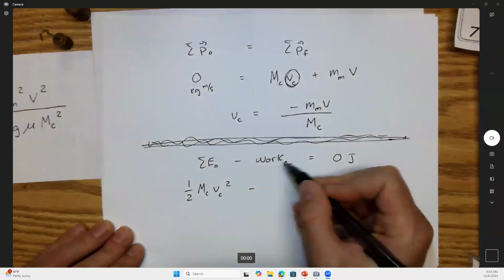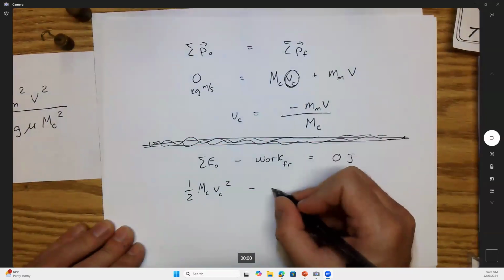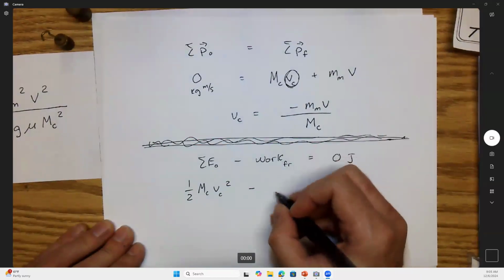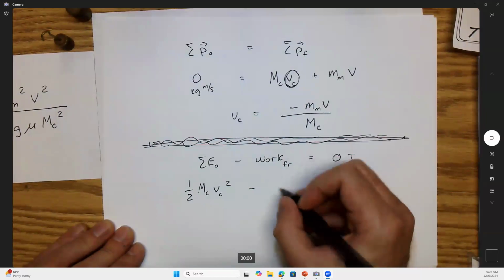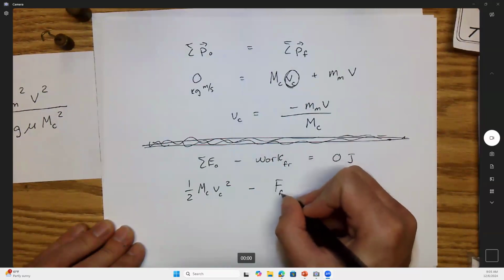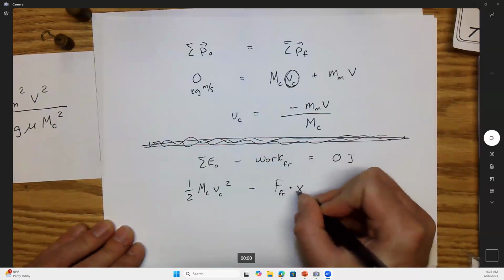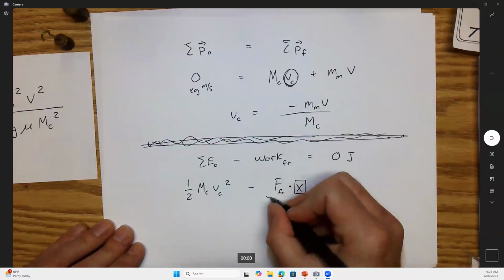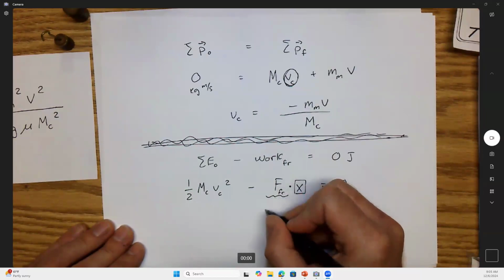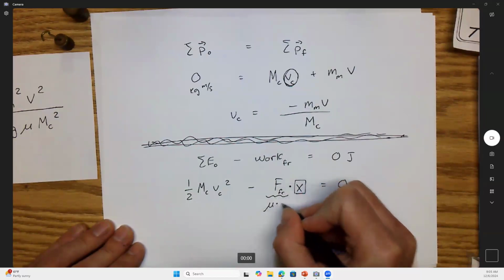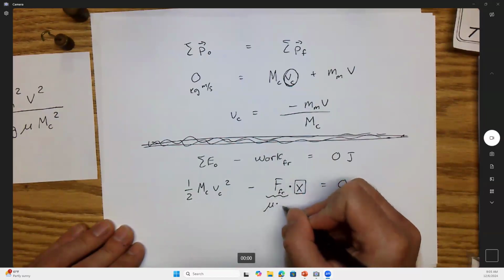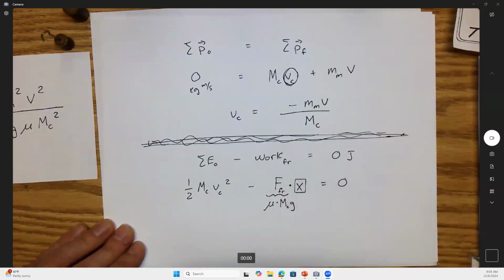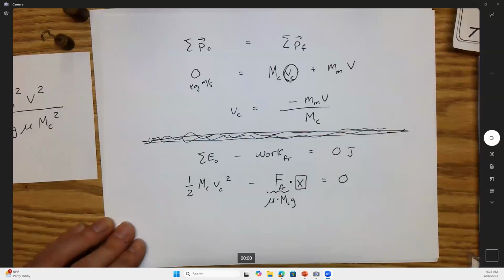Okay. Now work done by friction. Guys, what's the formula for friction? Okay. So friction force times sliding distance, and that's actually what we want to find. And friction force is coefficient of friction times normal force. And guys, what's the normal force equal to? Yeah, the weight of the cannon. So that would look like that, right? I'll substitute right there.